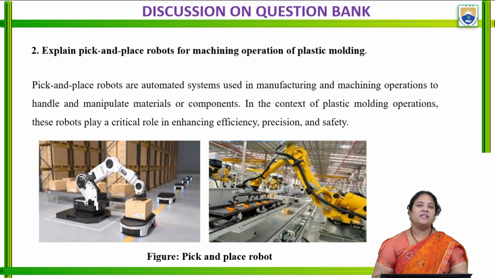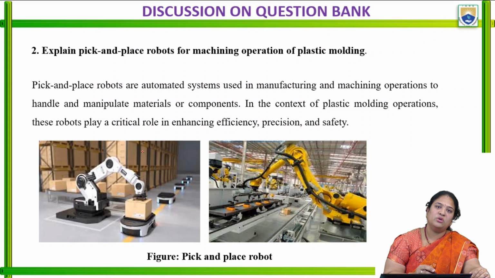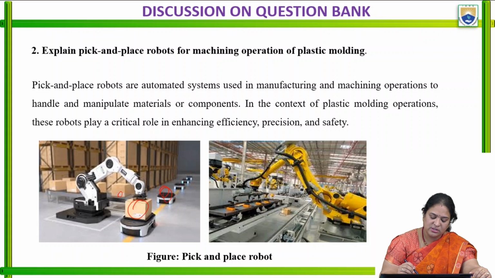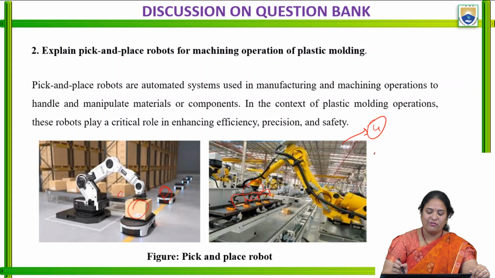Next, explain pick and place robots for machining operation of plastic molding. As we can see here, what is this robot doing? It is picking an object and placing it in some other location. Here also, this robot has n number of end effectors: 1, 2, 3, 4. That is, at a time it is doing the operation of 4 laborers.